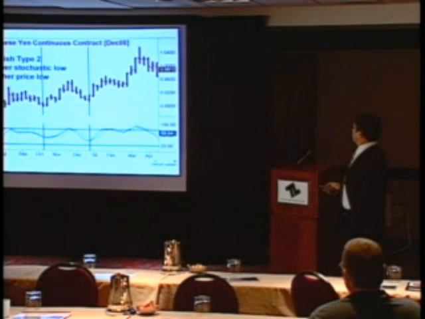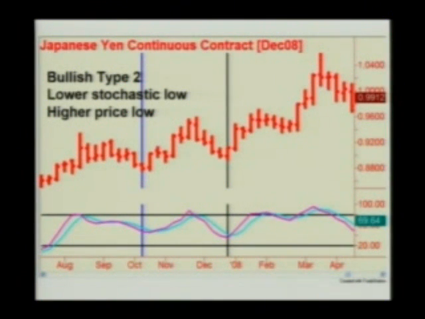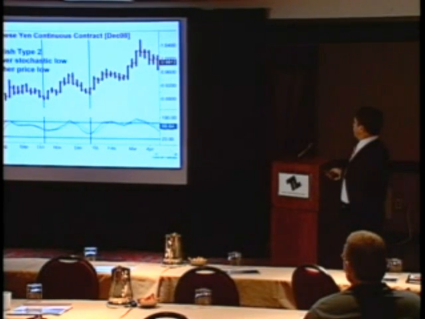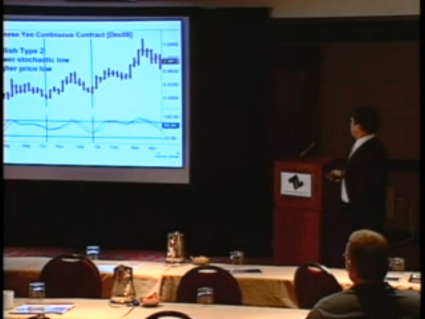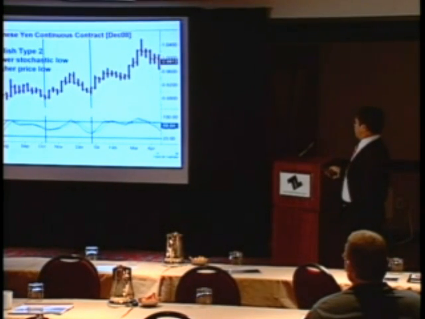And let's see. Another one of the same. Price low, stochastic low, higher price low, lower stochastic low. As I said, we get the buy signal when the faster K line crosses above the D line on a closing basis. Once you're in, you place a stop below that low.